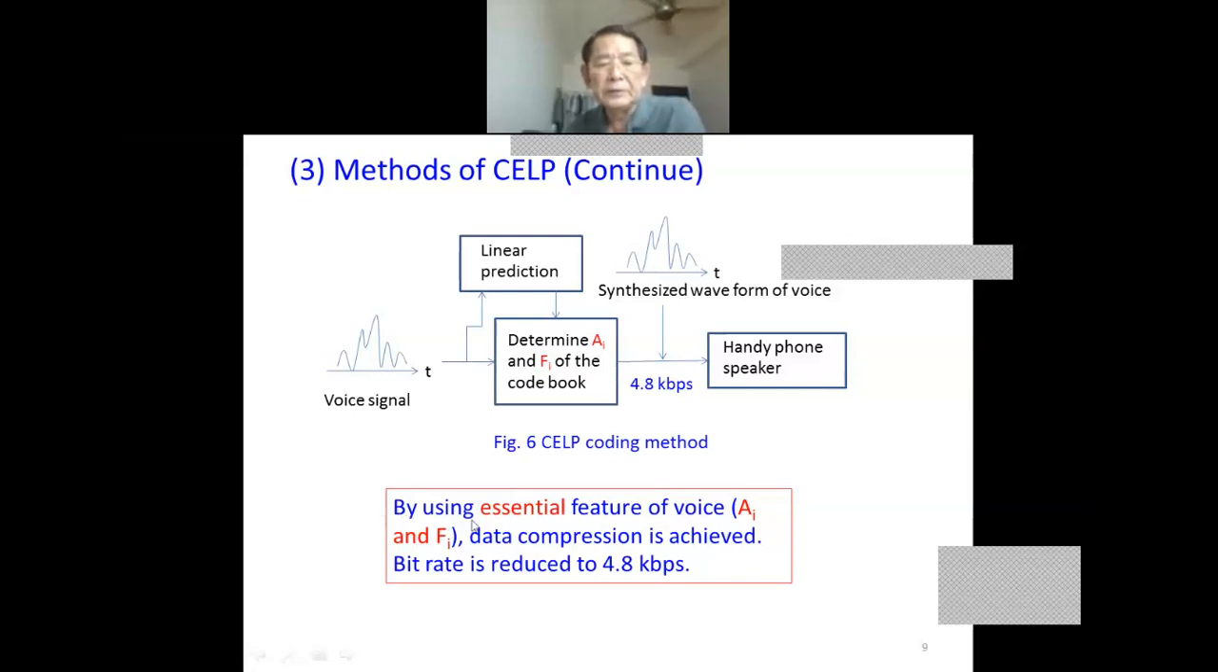By using the essential features of voice, that is, the noise, voice source, and the filter type, and by obtaining this information, data compression is achieved. The bit rate is reduced to 4.8. However, in this case, the purpose is to achieve the same waveform. So at most, this bit rate is the smallest.